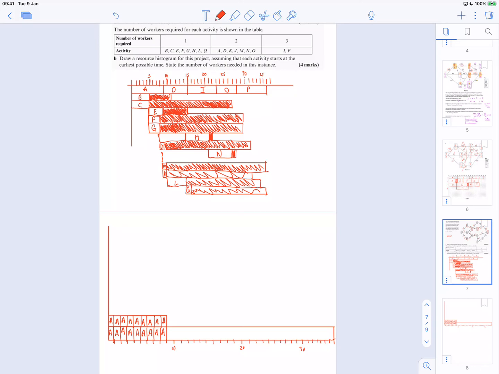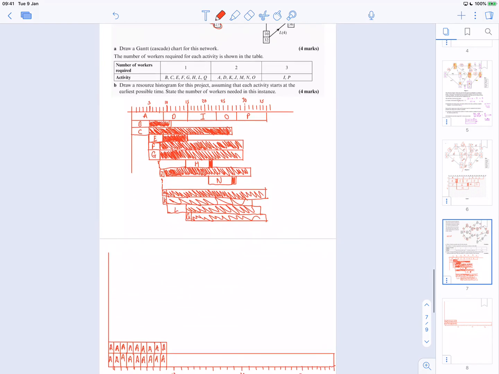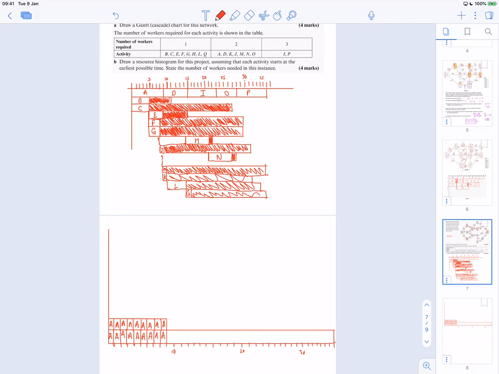For D, that also needs 2 workers. And D, remember, was 6 days, and that takes me up to 15. So 11, 12, 13, 14, 15. So I'm going to draw a straight line like that. Straight line like that. And then these are all D's.